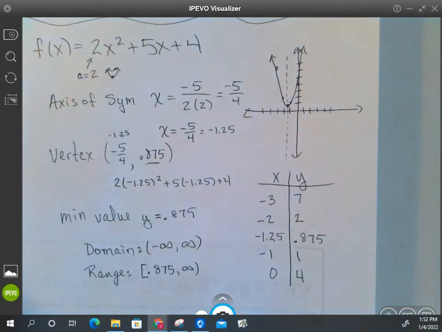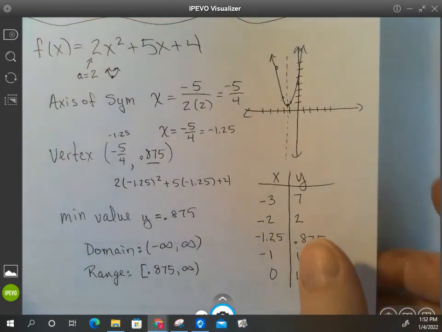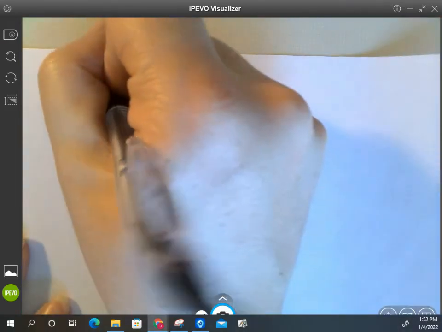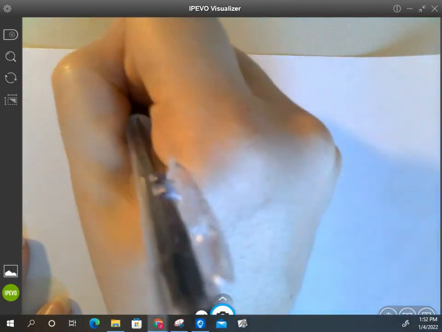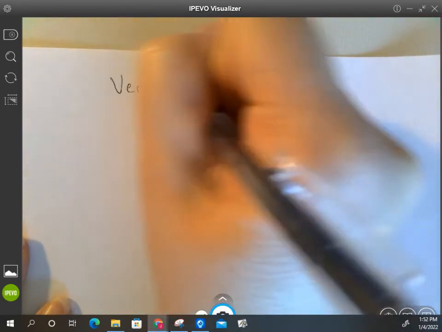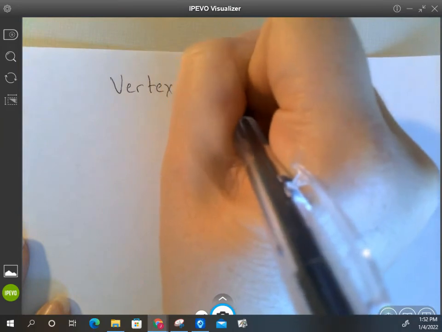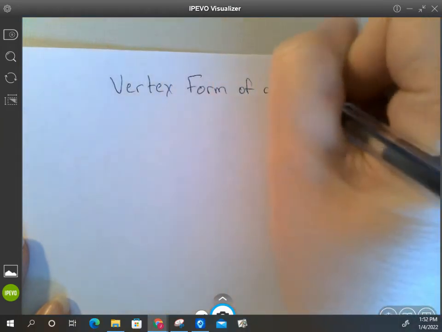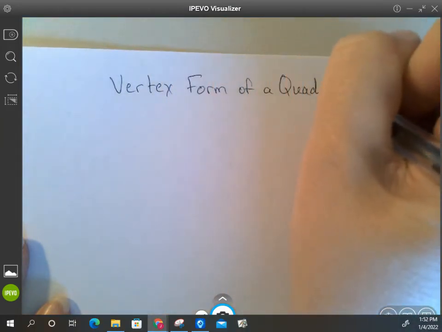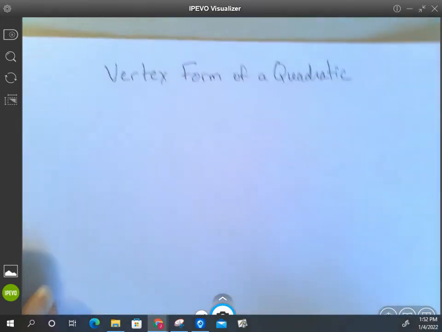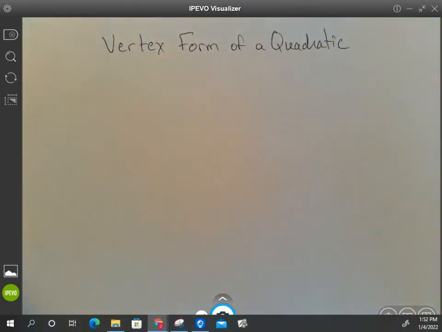Okay, so next we are going to jump to vertex form. So flip your paper over, or grab a new piece of paper, and what's vertex form? Could you write it out without notes? Vertex form of a quadratic. All right, so I guess see if you can do it. Do you know it?